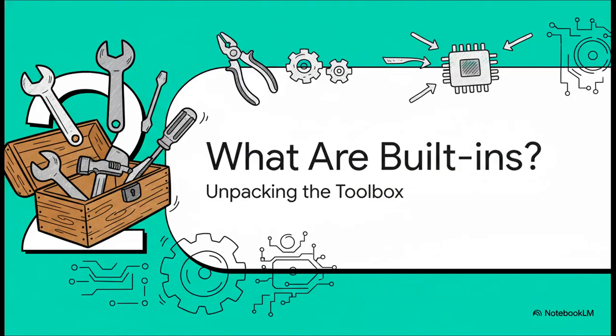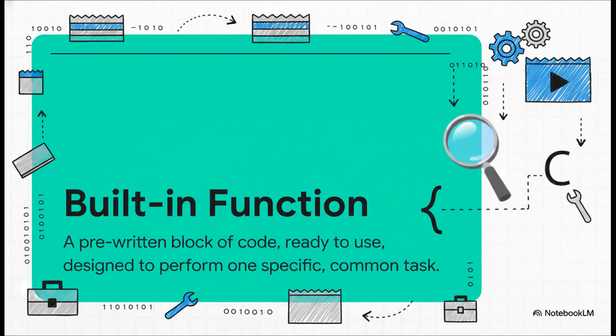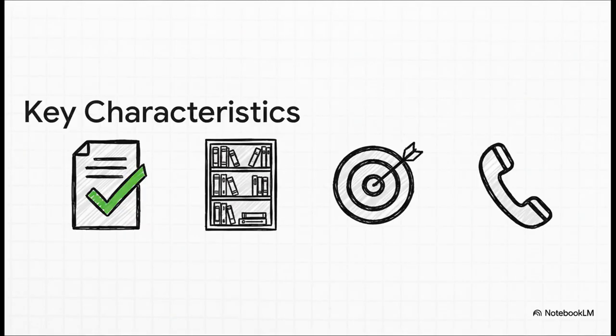So that brings us to Section 2. What exactly are these magical tools we're talking about? It's time to open up the toolbox and have a look inside. To put it as simply as possible, a built-in function is just a piece of code that somebody else, usually a very smart expert, has already written for us. It's a neat, self-contained solution to a super common problem, all packaged up and ready for you to use whenever you need it. So what really defines them?